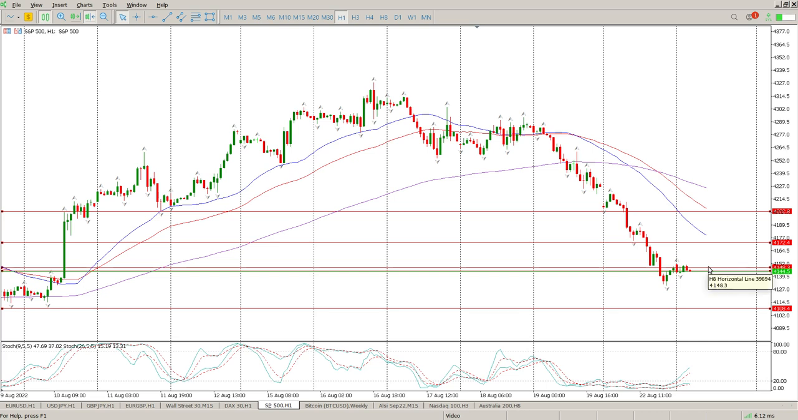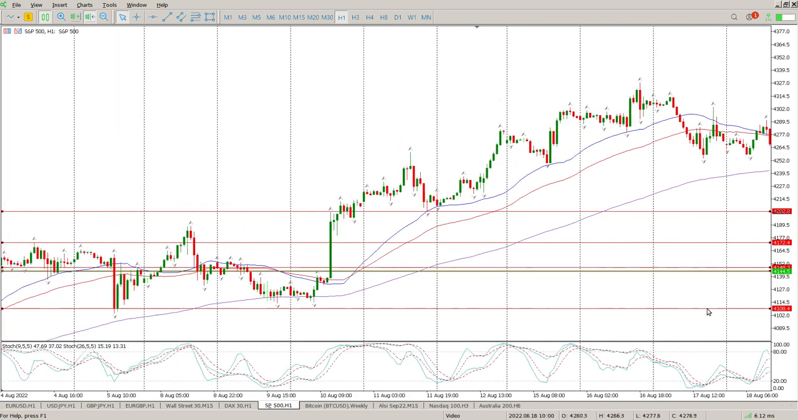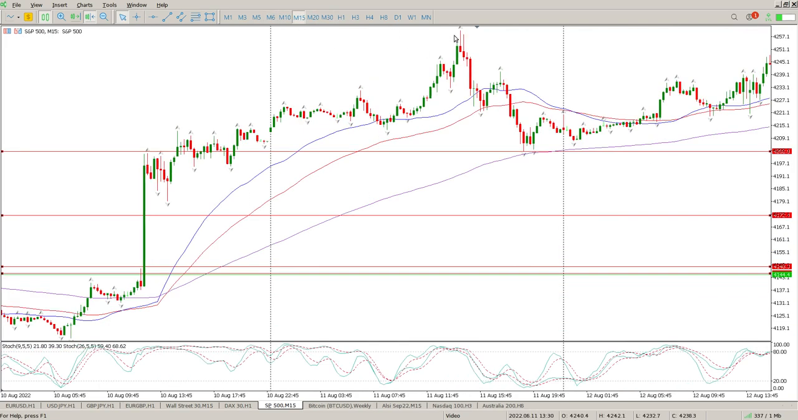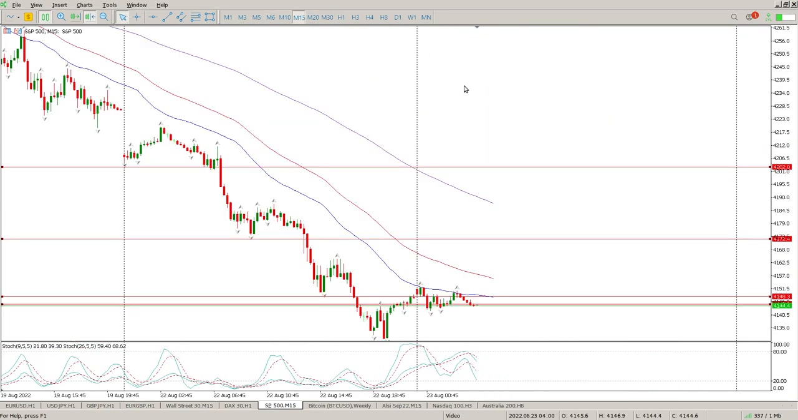I am concerned about this 41.50 area. And see how we're hovering in it at the moment. And then obviously 4100 would be an area where I would expect people to take profit and possibly longer term investors to see that as a value area.